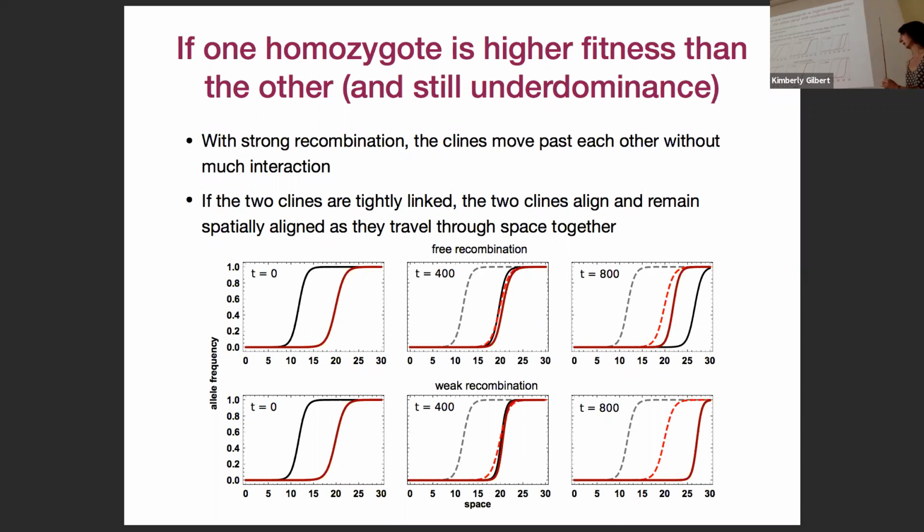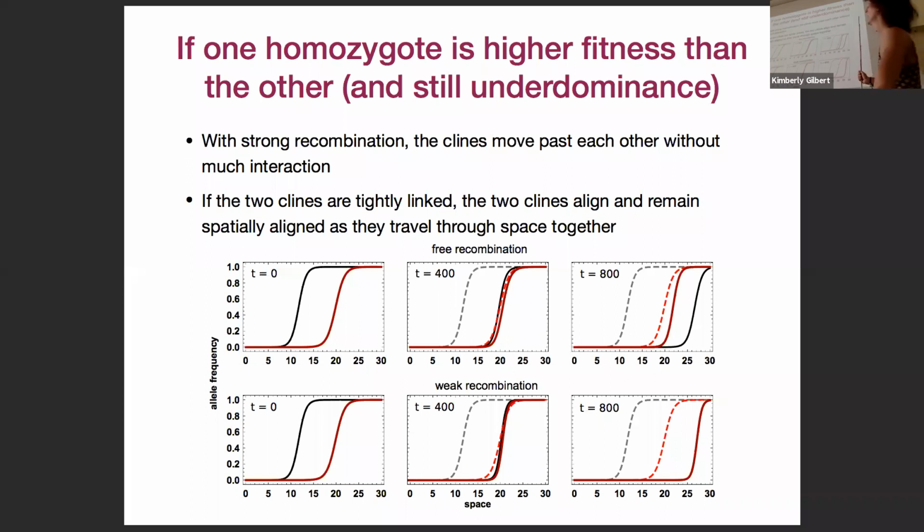And this is something we want to look at a bit more, because maybe it is more common that there's not this perfect balance between homozygous types, even if there's underdominance for heterozygotes. So it seems like there can be a lot of different dynamics in terms of how recombination plays out, how these clines will move over space and how they will interact with each other.